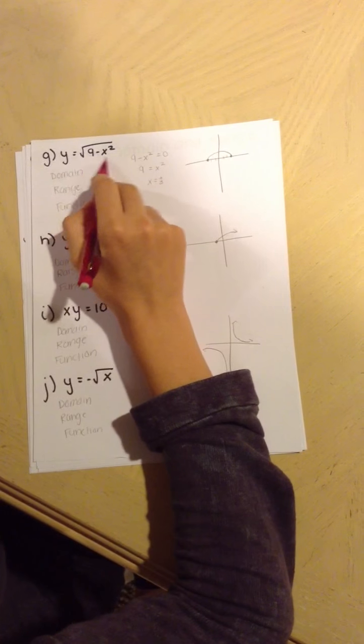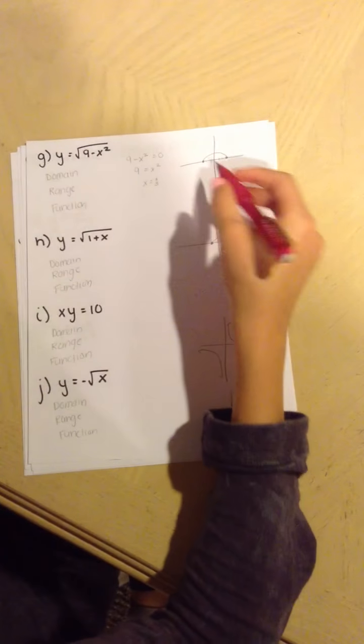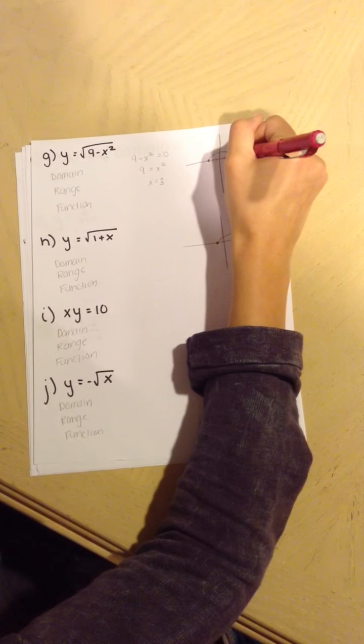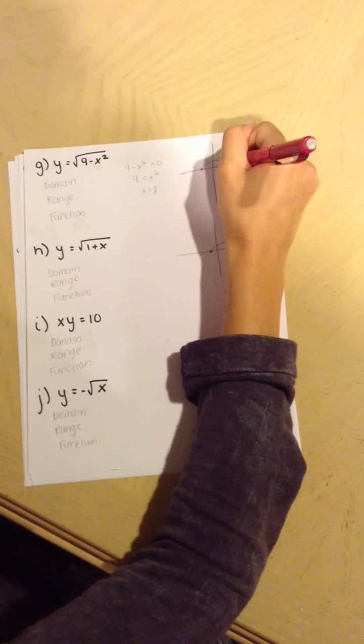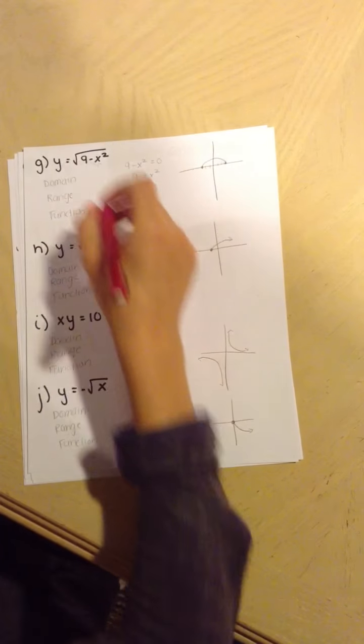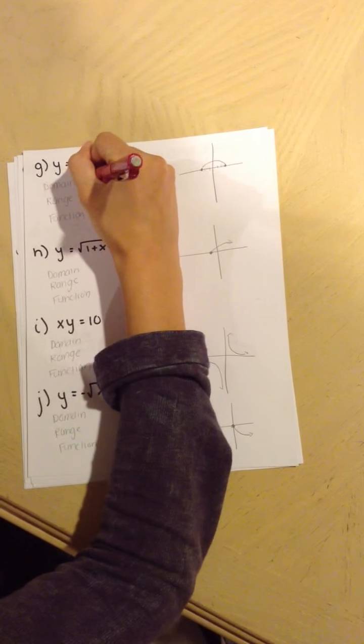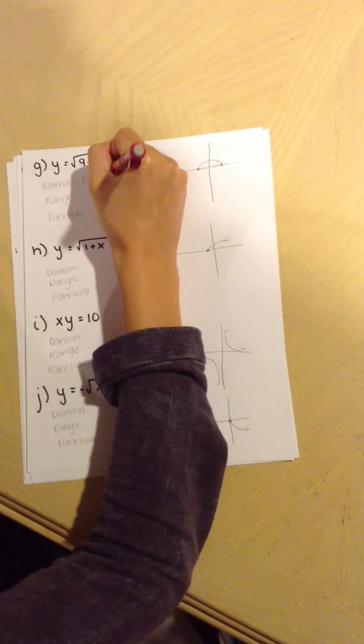And remember, nothing under the radical can be negative. So let's test the point. If you test 0, you're going to end up with 9, which is okay. So the graph is going to go inward to each other because these can all be included. So the domain for this is going to be from negative 3 to 3.